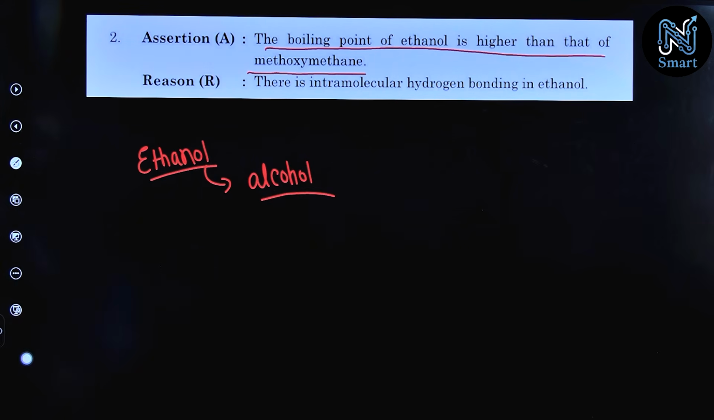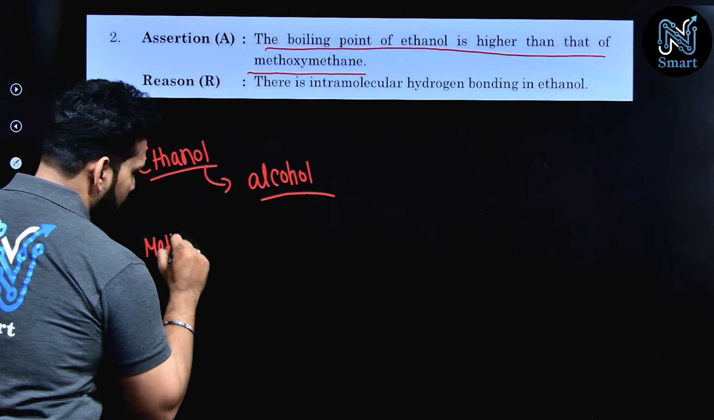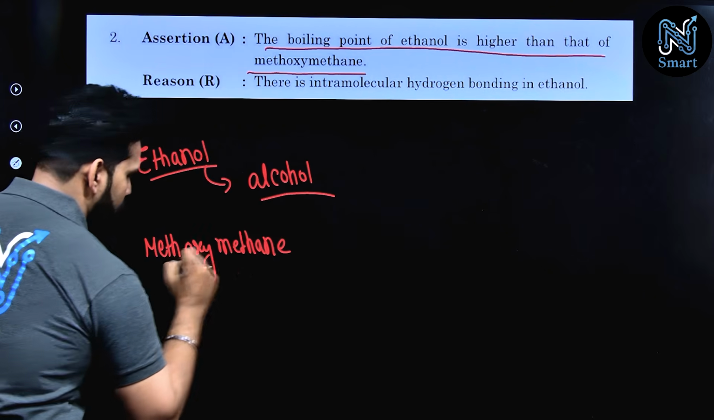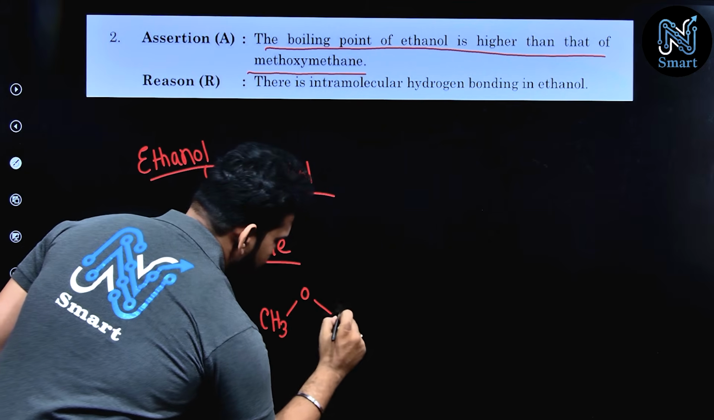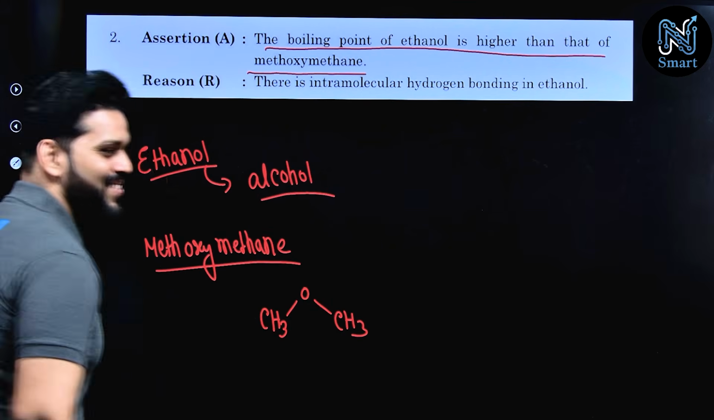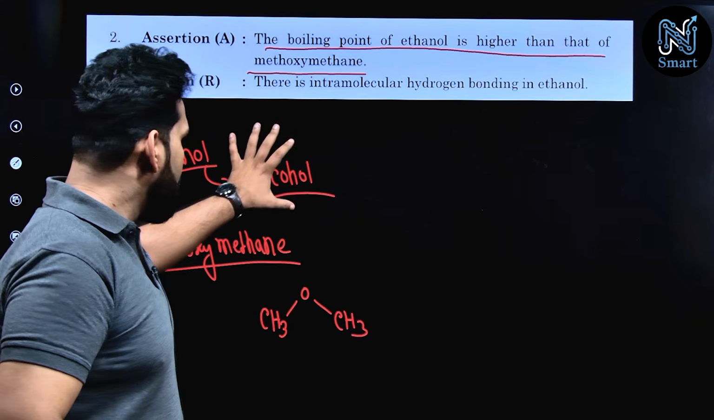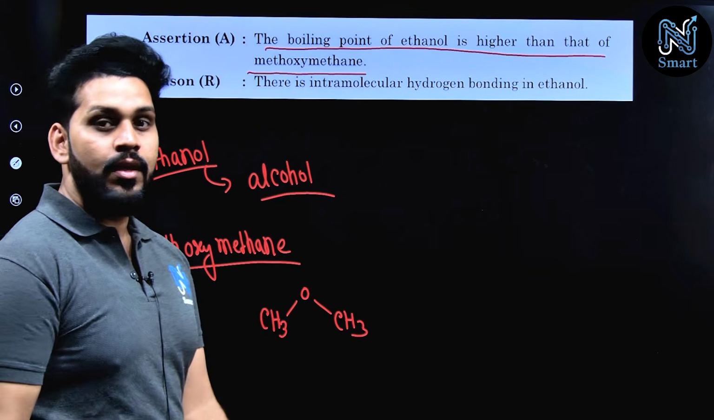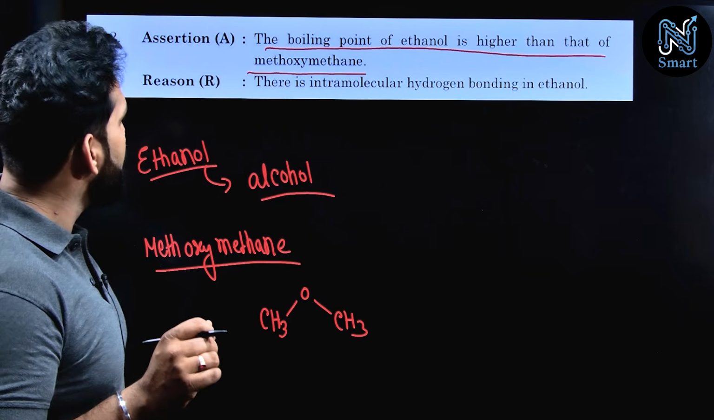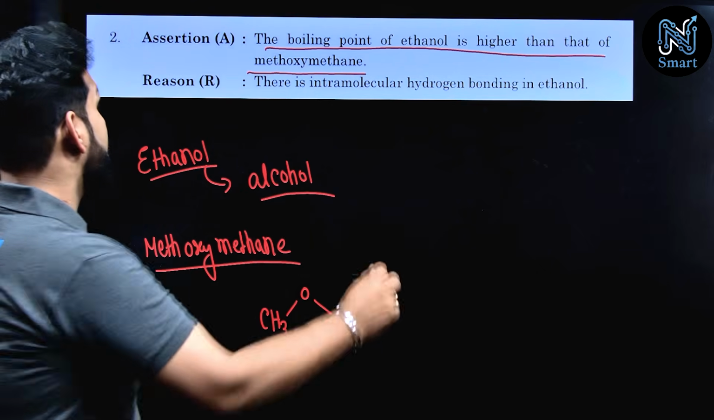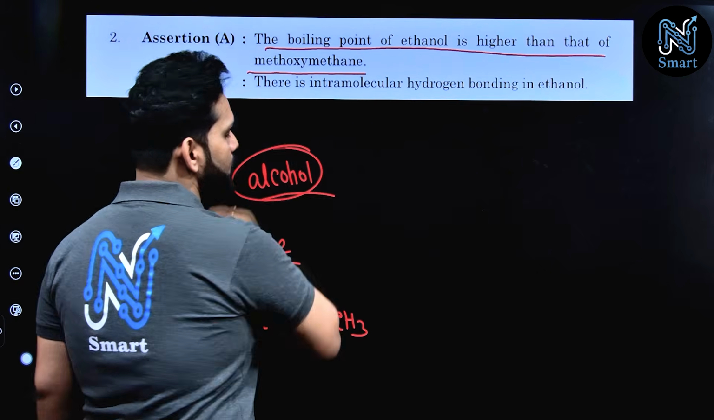And what is this? Methoxymethane, guys. Can anybody tell me what kind of molecule this is? Is it an ester? We always make mistakes between esters and ethers, isn't it? This is an ether, methoxymethane. Between alcohol and methoxymethane, they are asking which one has the higher boiling point. They asked from the alcohol chapter. So what will be the answer?